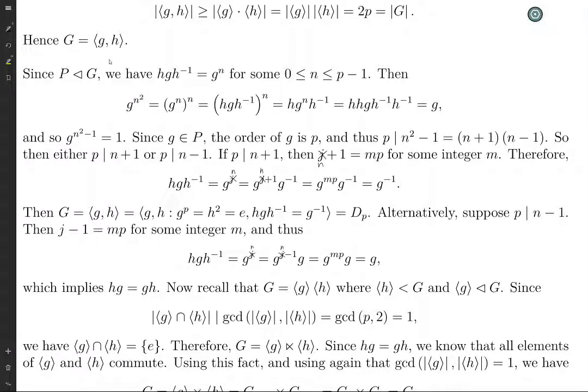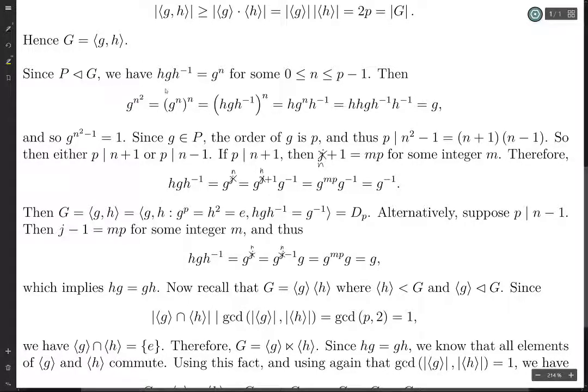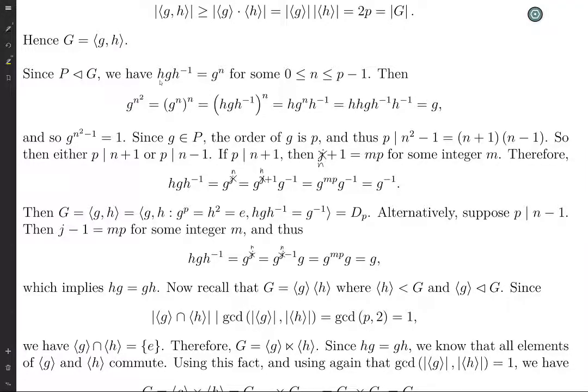Alright, so we know that P is normal in G, and so if you take the generator g of P and you conjugate it by h, then you're going to land back in P, which is the group generated by g.